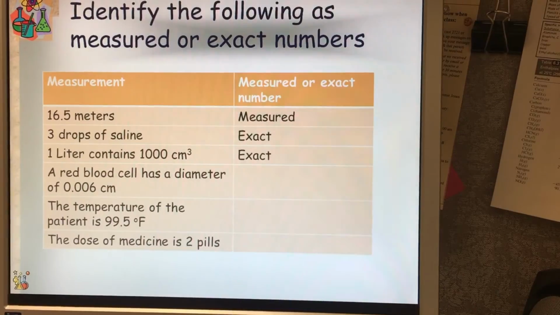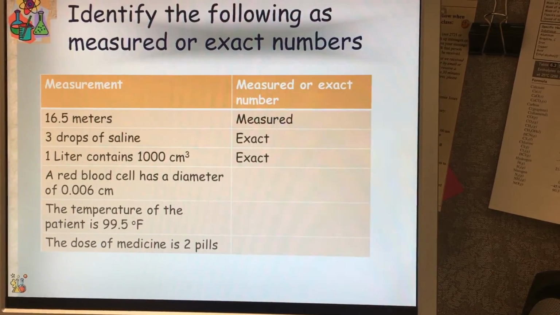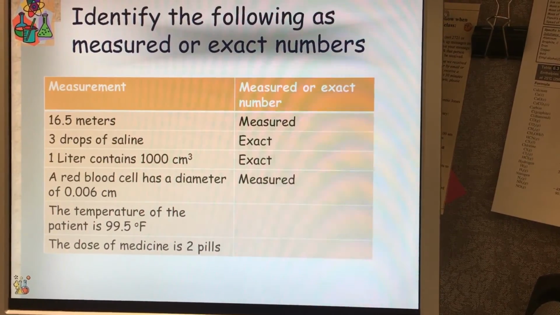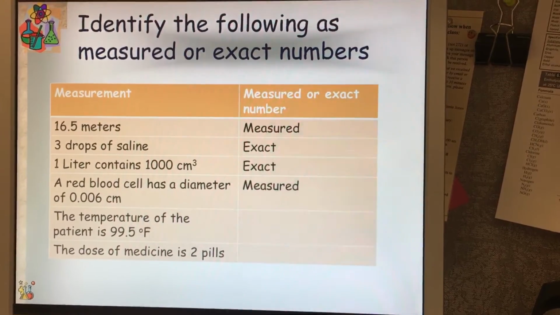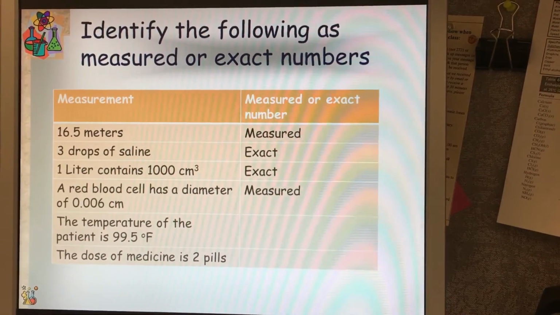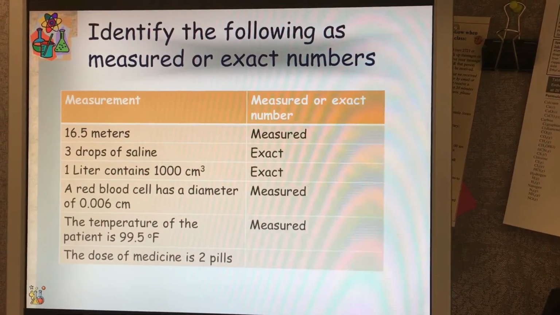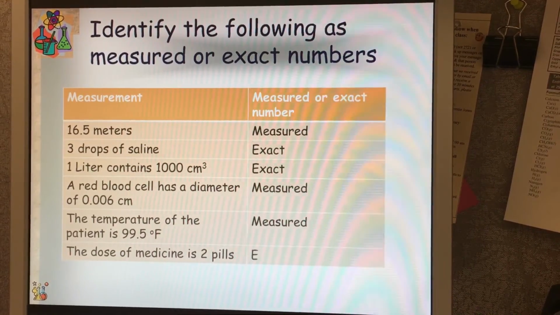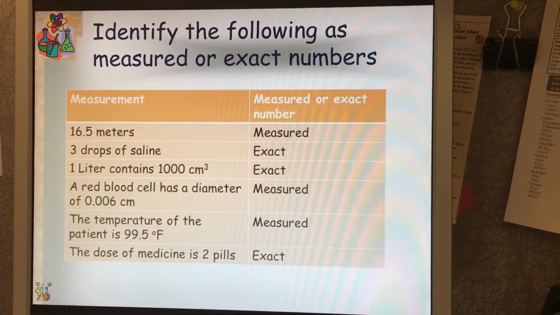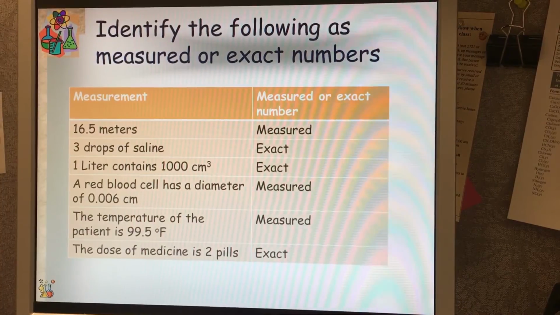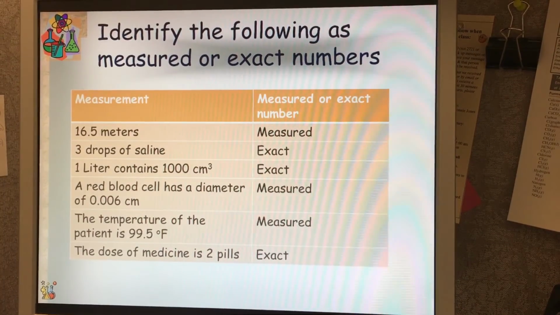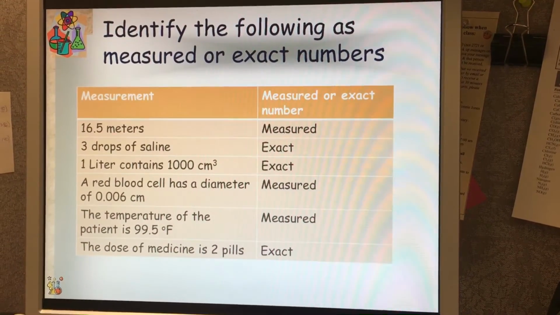A red blood cell has a diameter of 0.006 centimeters is also measured, as is the temperature of a patient, since a thermometer was used to make that measurement. And the fact that a dose of medicine is 2 pills is exact, because 2 pills are counted numbers. If you have any questions about whether something is measured versus exact, bring them to class.